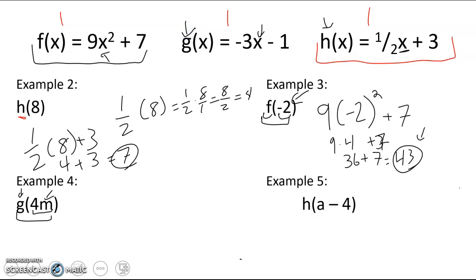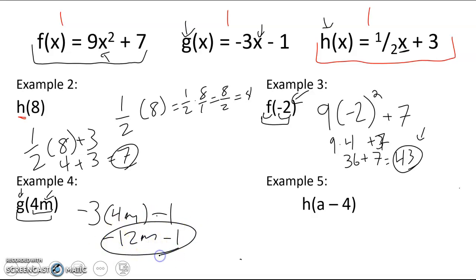So the g of x equals -3x minus 1. So I plug it into here, -3. Wherever I have an x is going to be my stuff in the parentheses. So it's going to be the 4m minus 1. And then when you multiply it, and then we basically simplify it out, -3 times 4m, that just gets you a -12m. The -1 doesn't change, and that's basically it, okay?